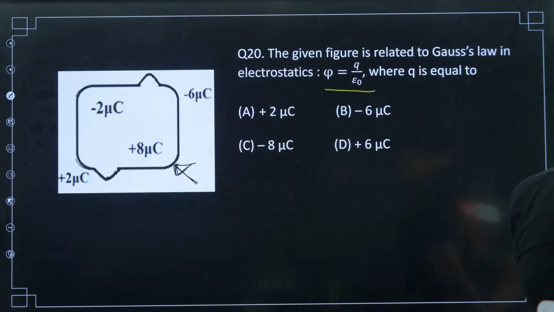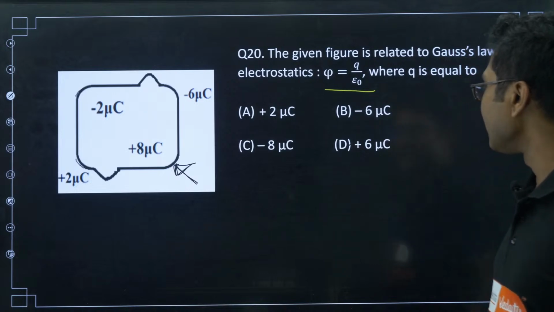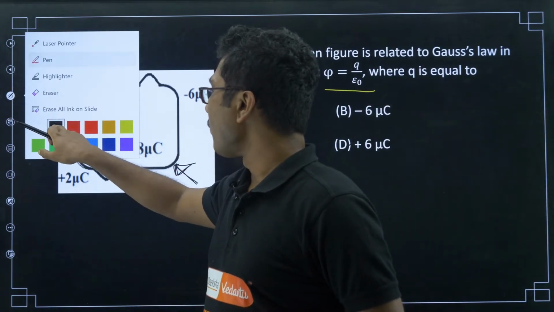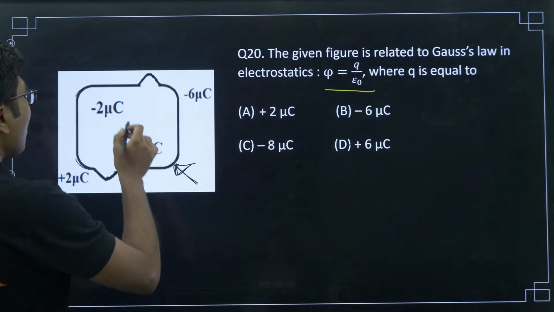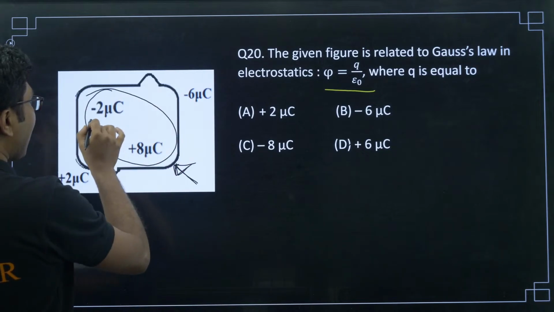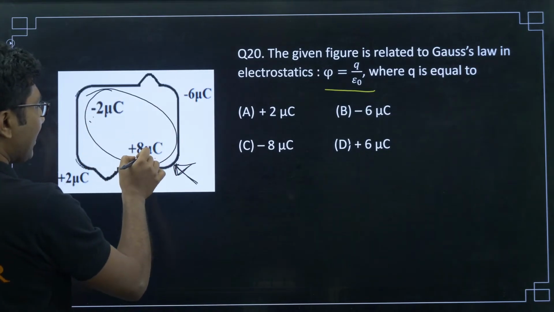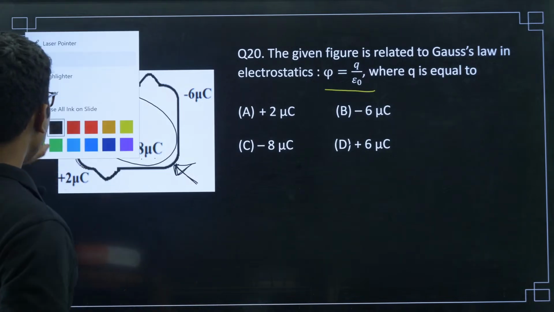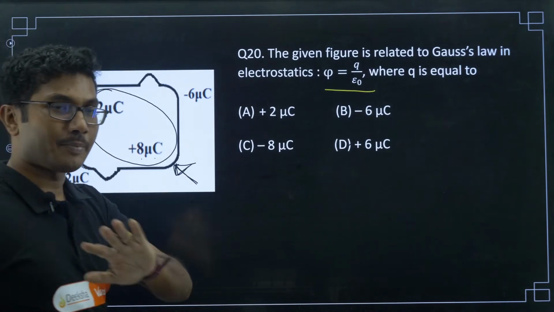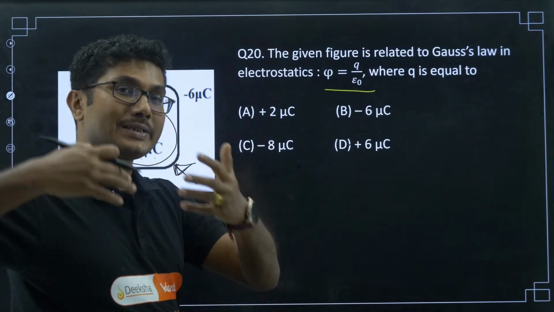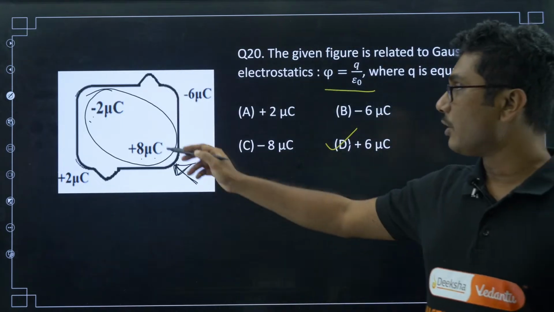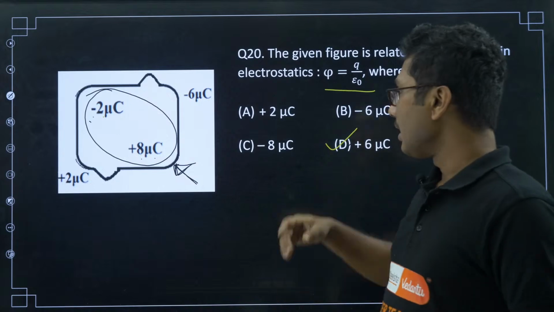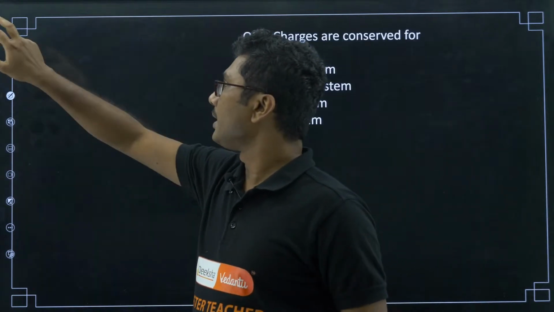Yes, those who have answered option D are correct. Why is option D correct? Gauss's law talks about the charge enclosed by the surface. What is the total charge enclosed by the surface? -2 and +8, which gives you +6. Their relative position does not matter, only the total charge enclosed by the surface matters. So, +6 microcoulomb is the correct answer, because if you add -2 and +8 you get +6, right. Now, let us move on to the next question.